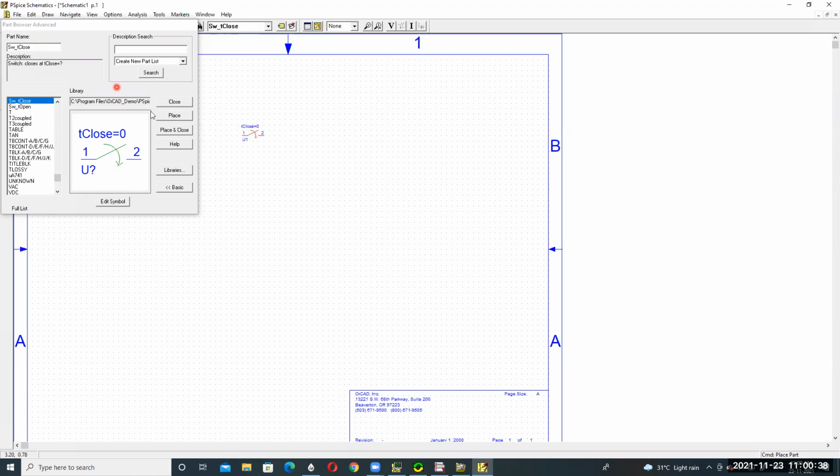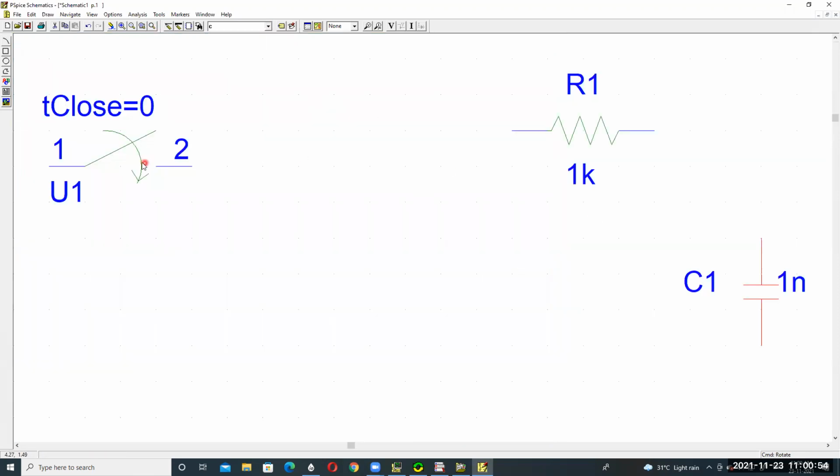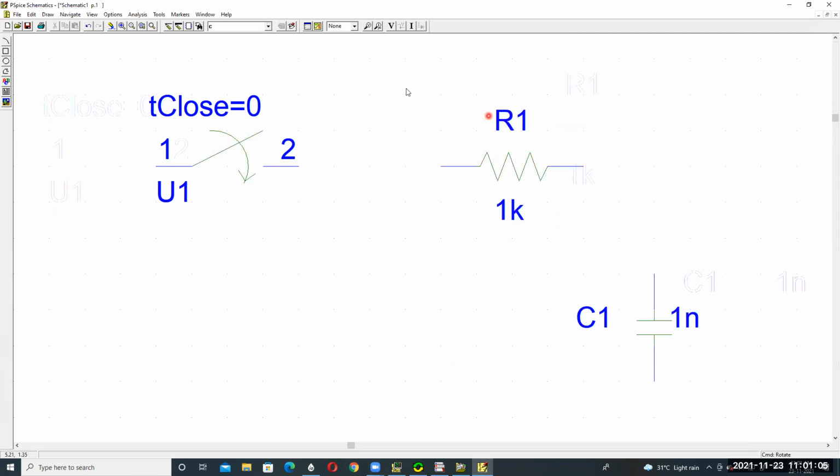Then take one resistor, and also one capacitor. These are the three different types of elements: one resistor and one capacitor. Connect these components, and also take one ground and place it here. Take the pencil and draw the circuit like this.